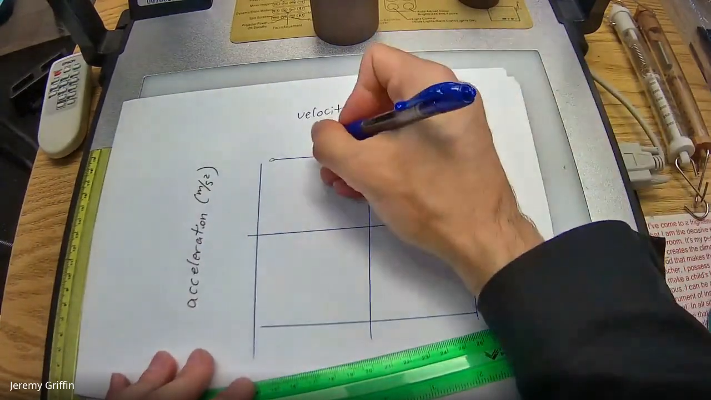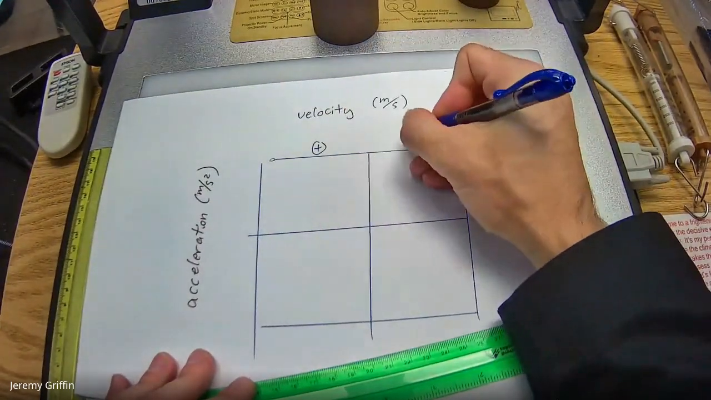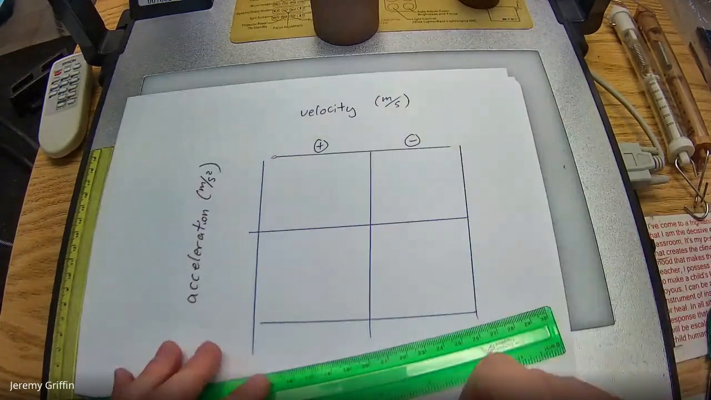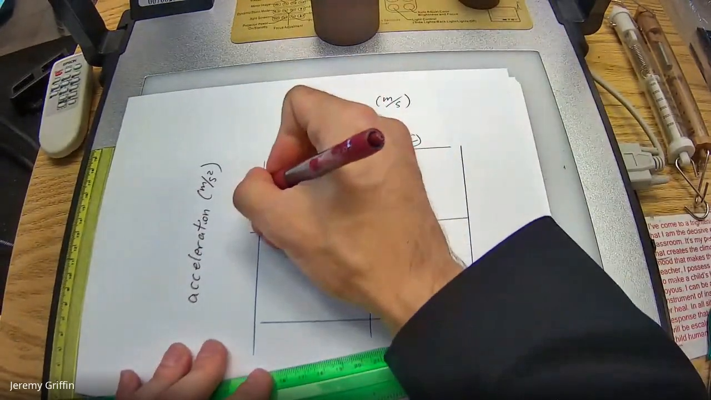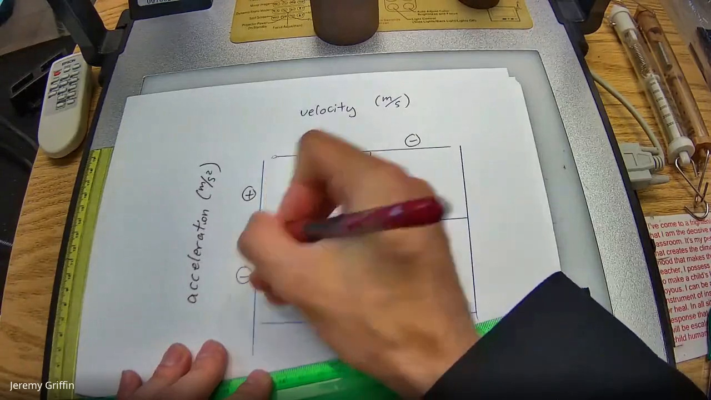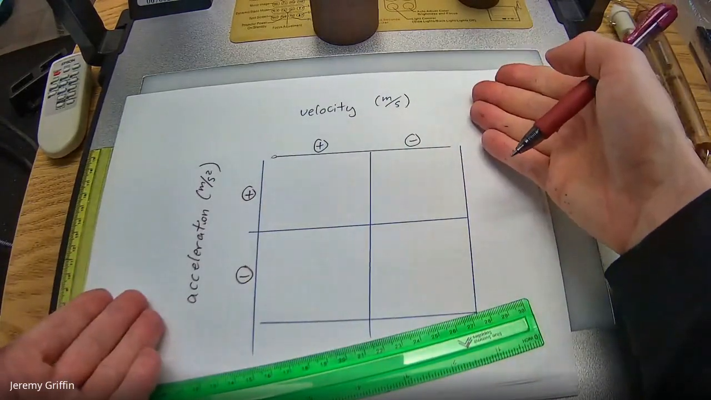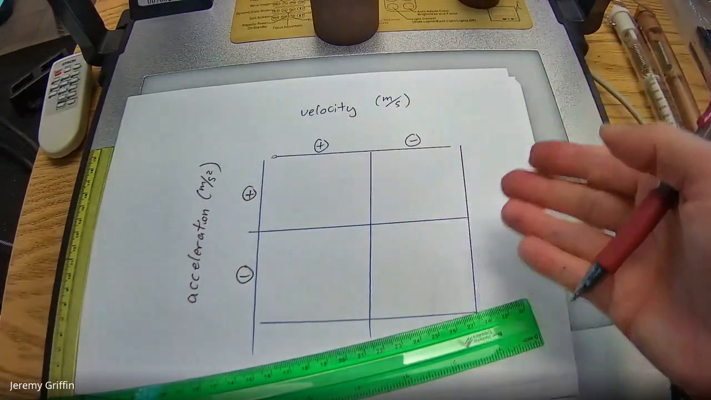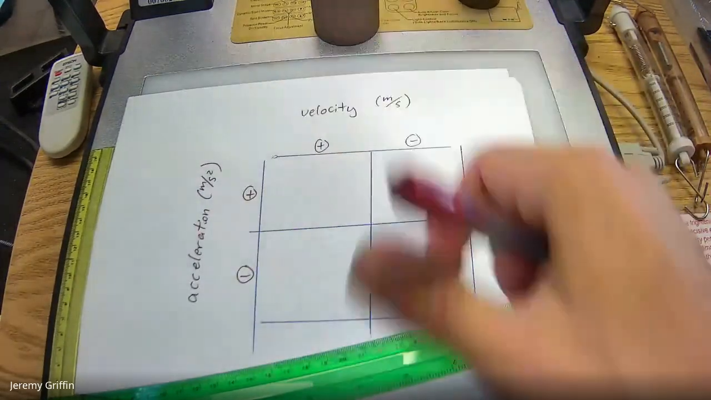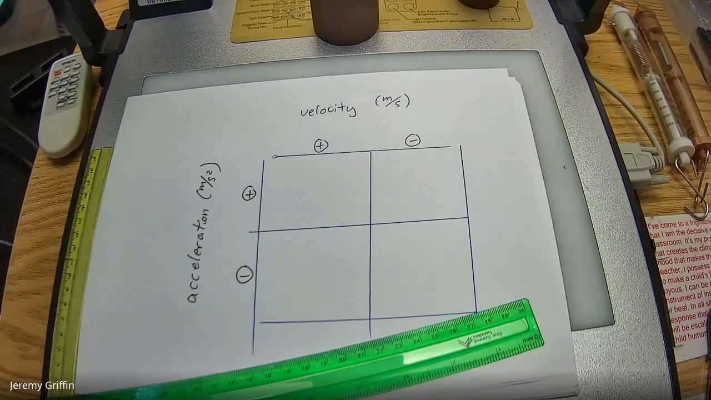Velocity could be positive or it could be negative. And same thing for acceleration, it could be positive or negative. Because remember that these are both vector quantities, which means direction matters, right? I wonder what happens when you consider the signs of each one, how they interact with each other.